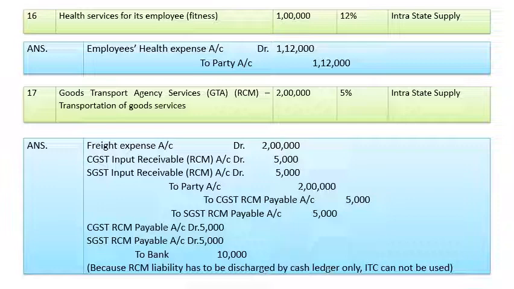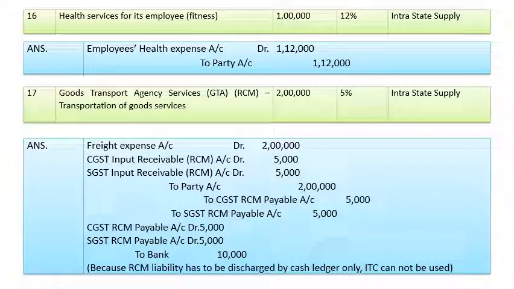Here, why is the CGST input RCM account debited? Because it is a reverse charge mechanism and credit is available, but credit is not available at the first stage. First of all, the person has to pay this GST amount to the government, and only after paying it will he claim the credit, because the recipient is liable in this situation. So the entry is a little bit different.